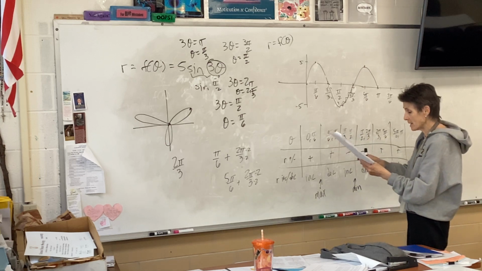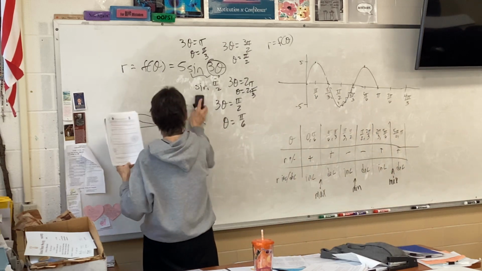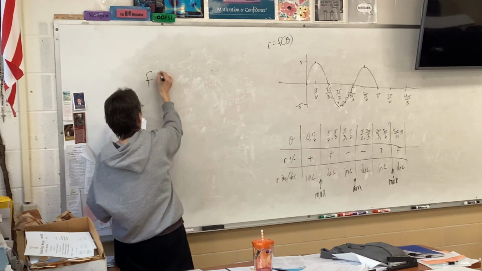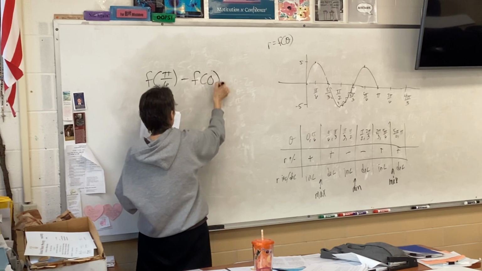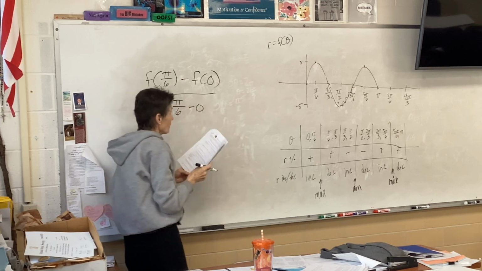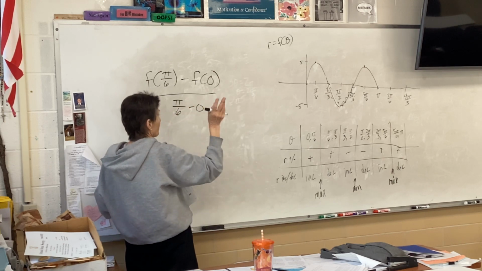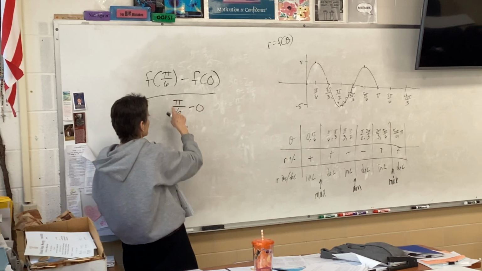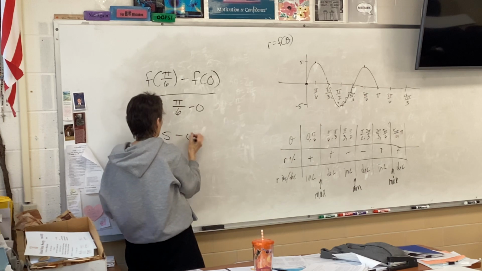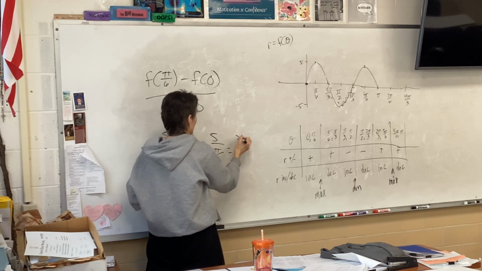All right, find the average rate of change between 0 and pi over 6. Okay, we know how to do that. The average rate of change will simply be f of pi over 6 minus f of 0 over pi over 6 minus 0. All right, so here we go. We can look at our graph. What's f of pi over 6? We can either plug it in the equation or just look at our graph. F of pi over 6 is 5. F of 0 is 0. So it looks like we have 30 over pi.